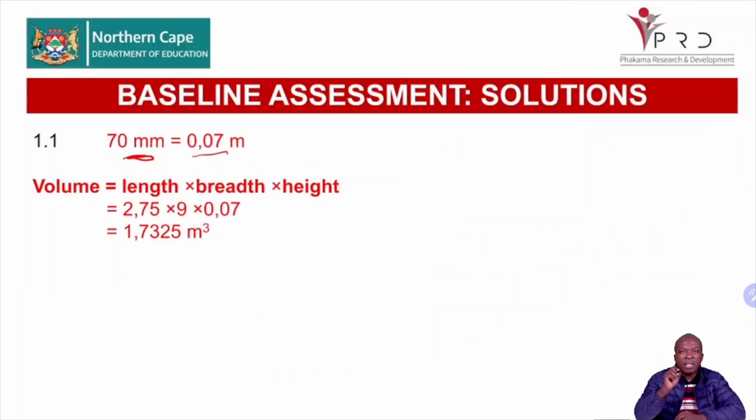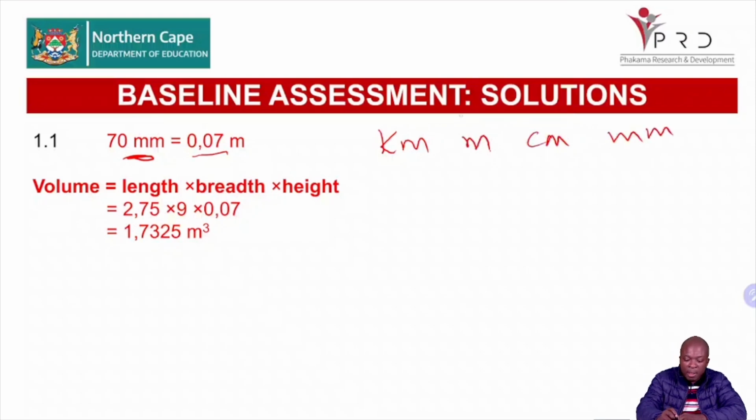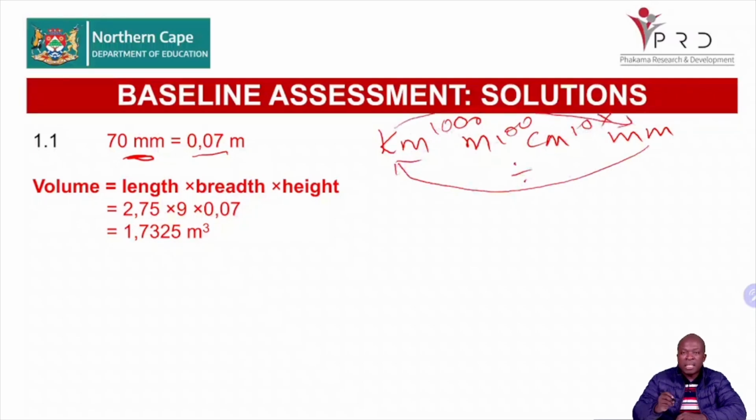The moment you get the question paper, write down your conversion values: kilometers, meters, centimeters, and millimeters. From kilometer to meter is 1000, meter to centimeter is 100, and then centimeter to millimeter is 10. If we are moving from small to large, we divide. If we are moving from large to small, we multiply. That is how you do the calculation.